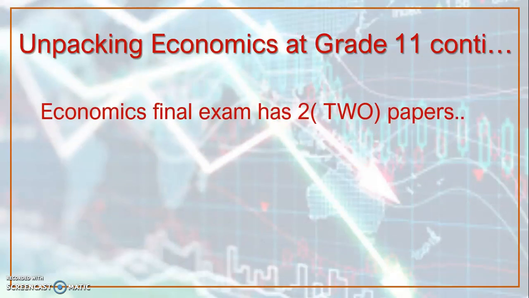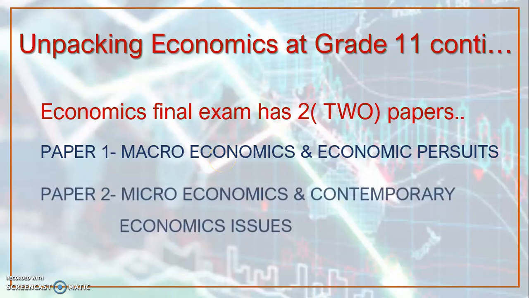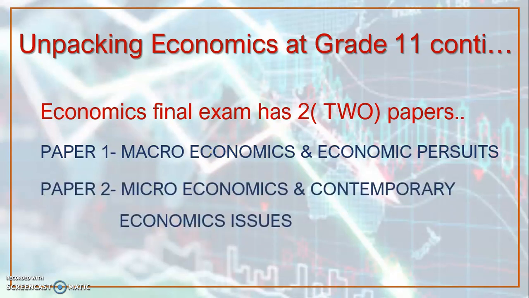Again, remember, economics has 2 final papers. The economic exam: there is paper 1, which is macroeconomics and also economic pursuits. You remember last year when we looked at the history of money and banking, that was economic pursuits. But this year we are going to look at different topics, but still under the same module, economic pursuits. Macroeconomics, again, different topics, but still under macroeconomics. Then for paper 2, we are going to be looking at microeconomics and contemporary economic issues. That's what is going to be tested in your paper 2.